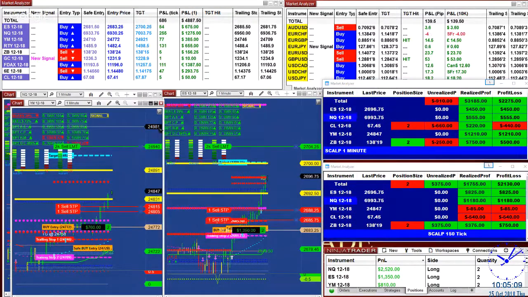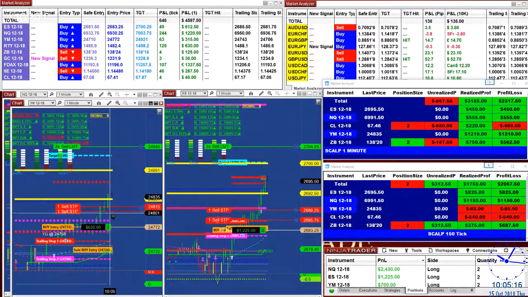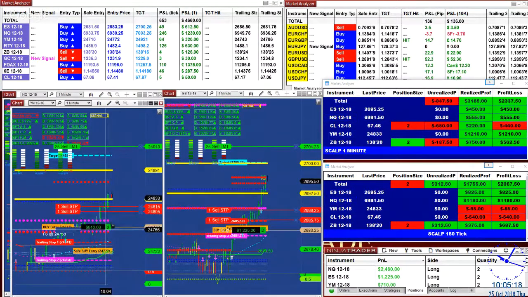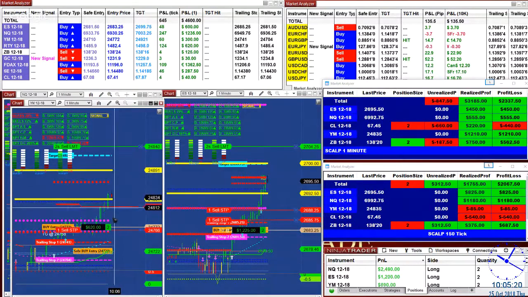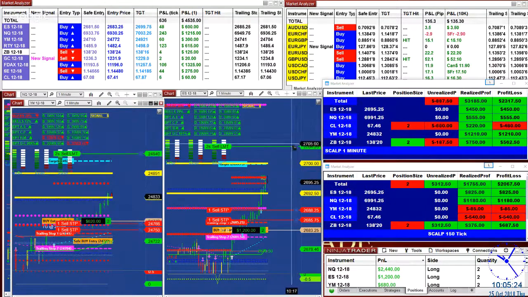On this system, you can use fully automated, so you don't have to deal with the trailing stop. But I like the ATM because, look, I can move the targets. I can move the trailing stop. I can control it better.